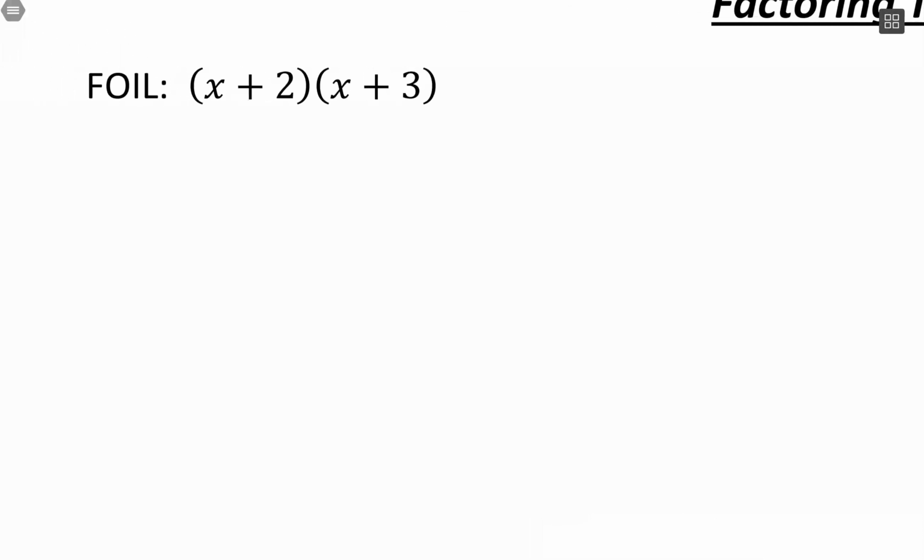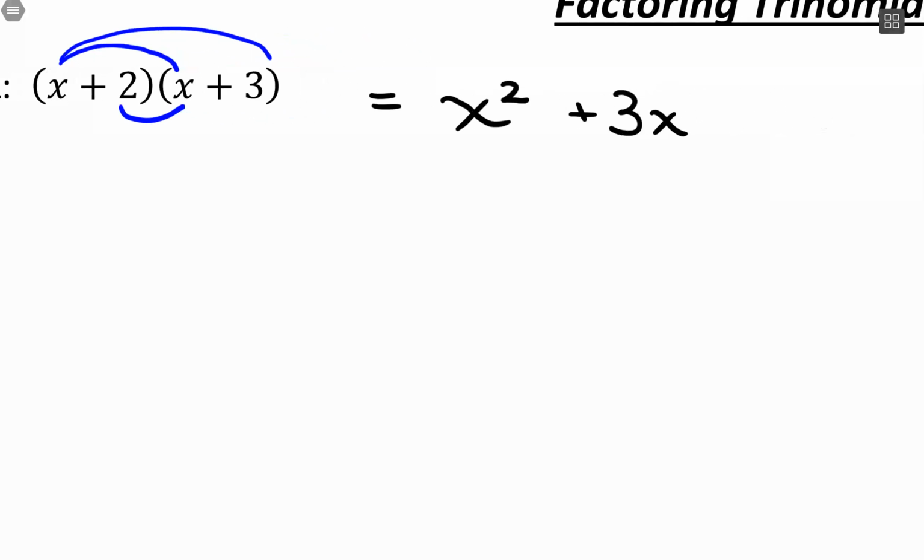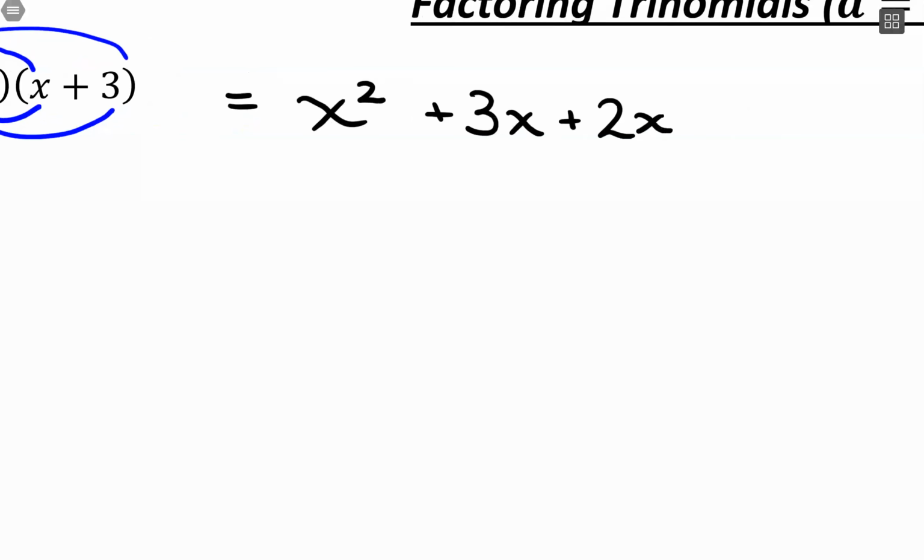So here's a factored form. So we're going to FOIL. We're going to have x times x, which is x squared. Outer, x times 3, plus 3x. Inner terms, 2 times x. And last terms, 2 times 3, so positive 6. And then just combining our like terms, we can see we have x squared plus 5x plus 6.